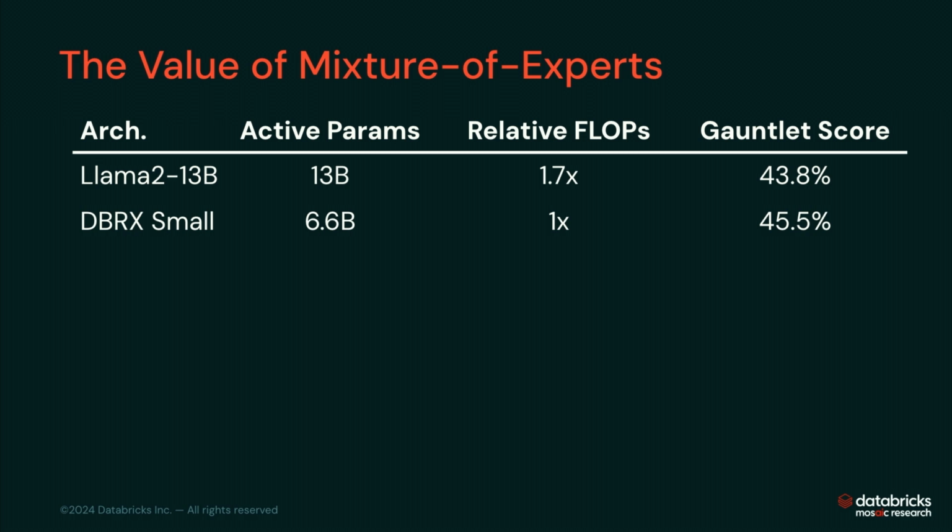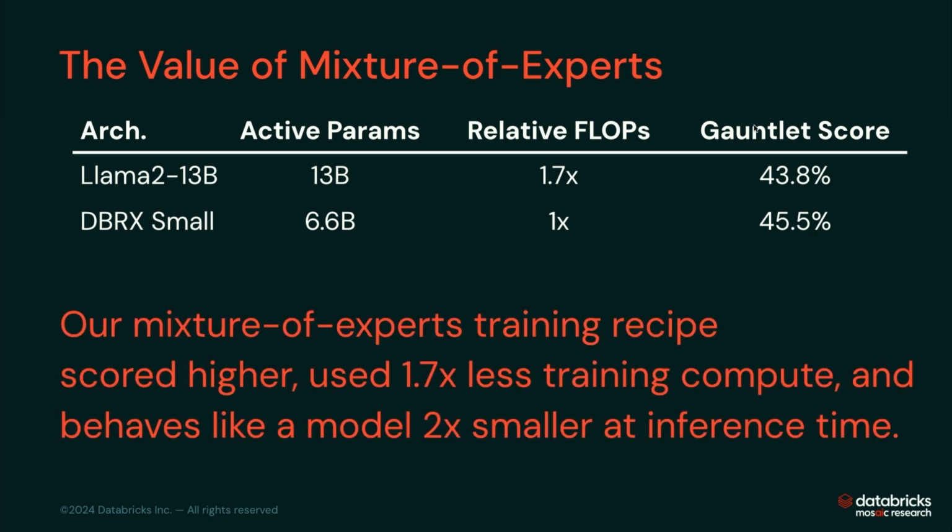What this means is, basically, with our new MOE training recipe, we can produce models that are more efficient to train, right? Half the training flops, and simultaneously more efficient to serve. So half of the inference flops as well. And that's one of the key components of our improvements over last year's MPT models.